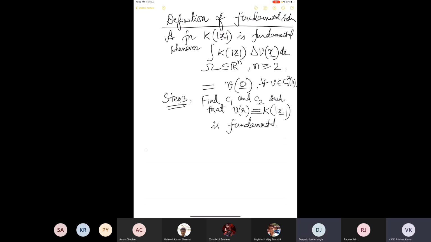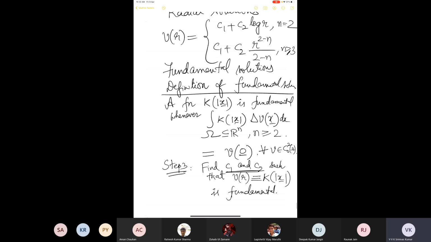Now we are going to do this. There is a process to find the constants C1 and C2. Is it clear? Sir, why are the radial solutions the fundamental solutions? Pardon me? Repeat again. That's what we are going to prove.